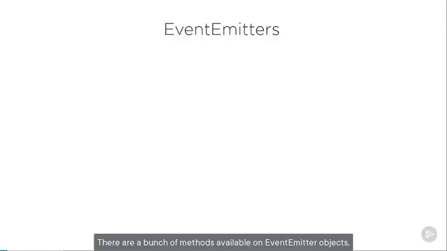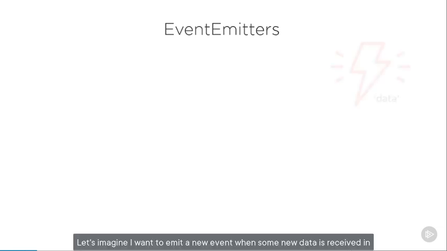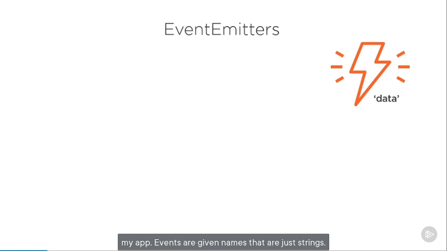There are a bunch of methods available on event emitter objects, but most of them exist to support the two primary functions of event emitters, emitting events and responding to events. That's the functionality I'm going to focus on in this module. Let's imagine I want to emit a new event when some new data is received in my app. Events are given names that are just strings. You can name them whatever you like. We'll imagine I named this one data.